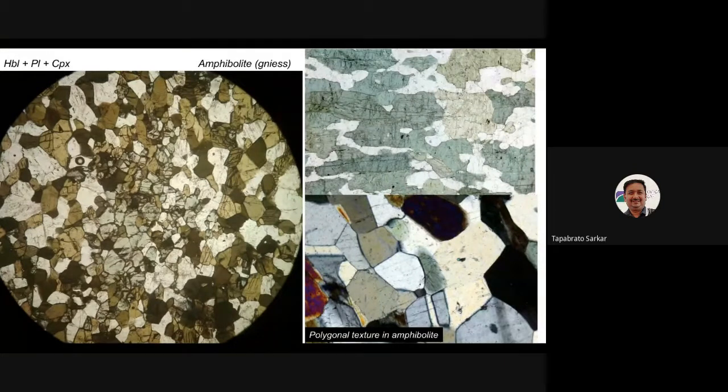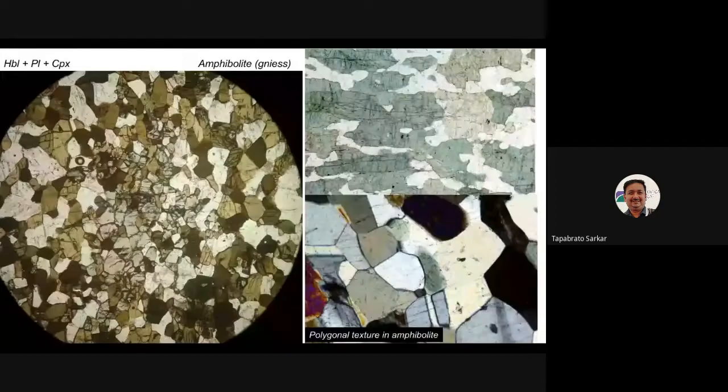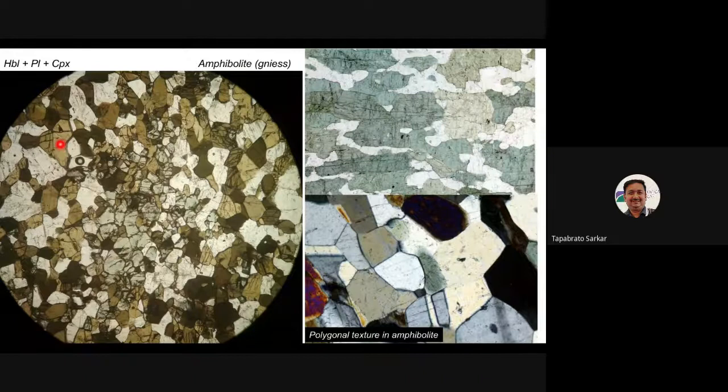What I wanted to show here is that this might be a slightly lower grade amphibolite where the hornblende is more greenish in color. And if you look at this rock, the hornblende has become more brownish. Hornblende is strongly pleochroic. I'm not sure whether you have seen that in your mineralogy course. Have you seen hornblende in your mineralogy course? Yes, sir.